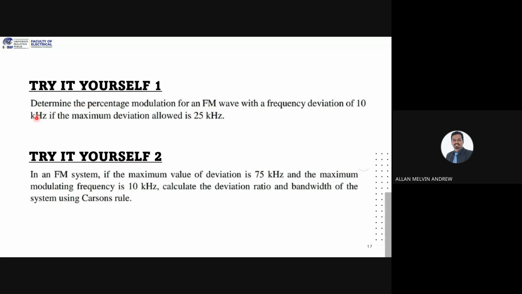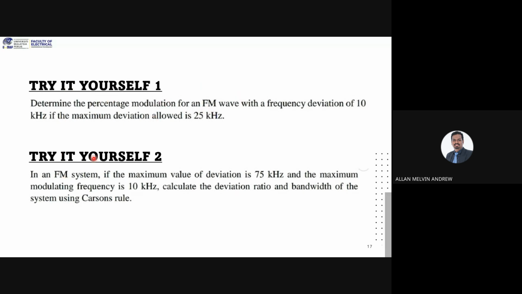So like here, the first question: determine the percentage modulation of an FM wave with a frequency deviation of 10 kilohertz if the maximum deviation allowed is 25 kilohertz. Okay, so that's the first question. You can try it yourself first. Later, after we finish most of the chapters, we will have tutorials, and during the tutorial we will try to discuss these questions.